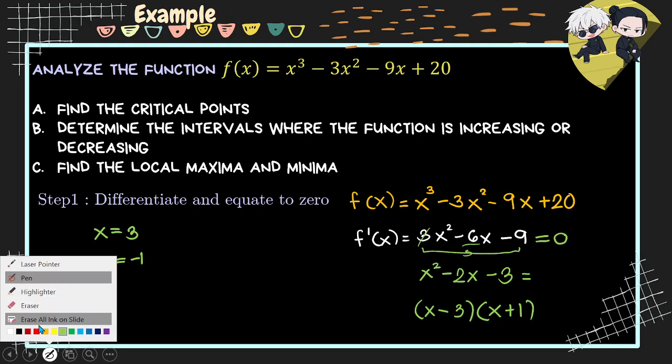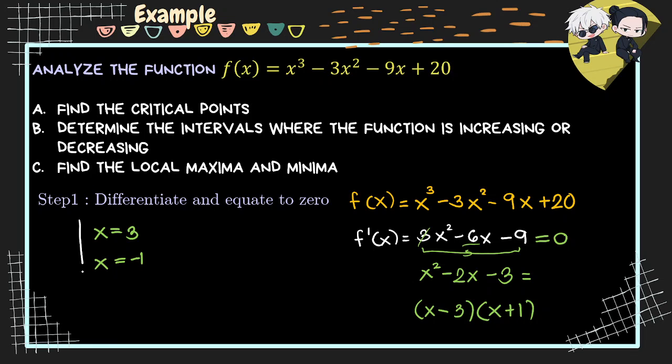So, these are our x values, the critical points. Now, siyempre, a point has an x coordinate and a y coordinate. So, hahanapin natin si y coordinate, kasi meron na tayong x equal to 3 and x equal to negative 1. Ang tanong, ano yung y coordinate natin dito? Hindi pa natin alam, kaya hahanapin natin.